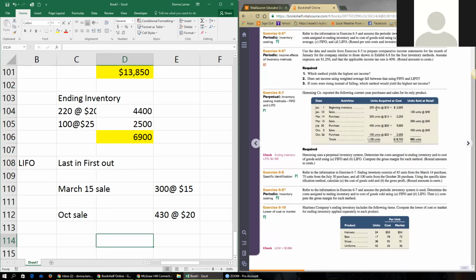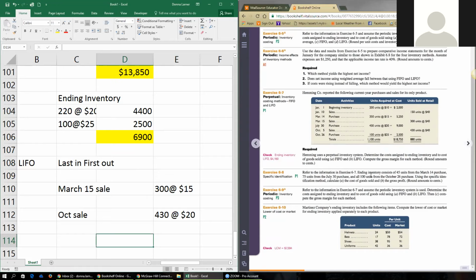Exercise 7 here with these items that are $10 or $15, they probably are real generic and nobody cares which box or case it came out of. Right. So with specific identification, if they give you problems like that, they will tell you which ones were sold. So you don't have to make a decision based on an assumption like LIFO or FIFO.